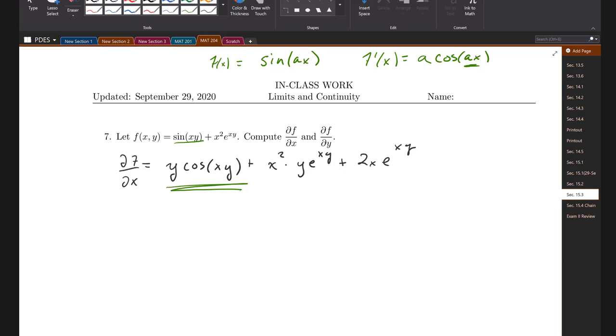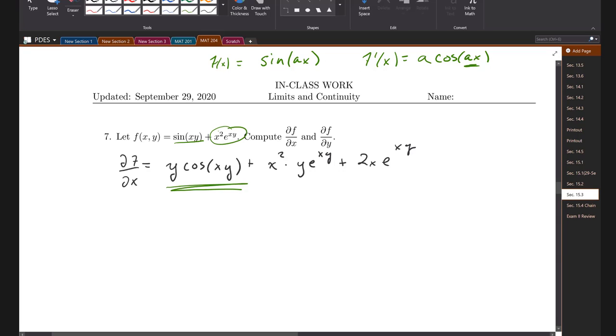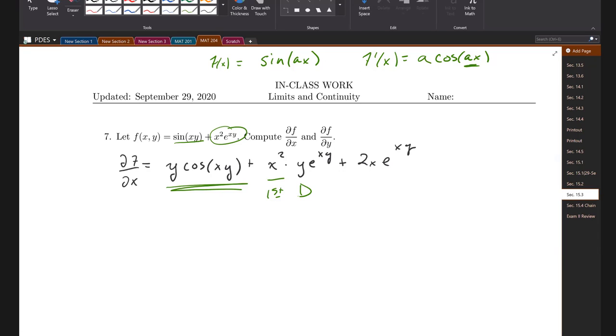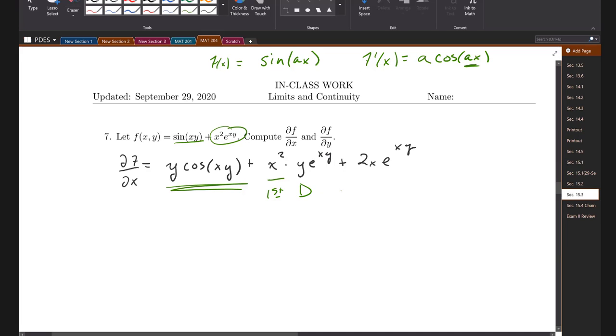Now, for here, as far as x is concerned, I've got a product of two functions. So I had to do my product rule from Calc 1. I didn't say this, and so this would be a great question to ask: does the product rule carry over for multivariate calculus? And the answer is yes. So here's the first times the derivative of the second, plus the derivative of the first times the second.